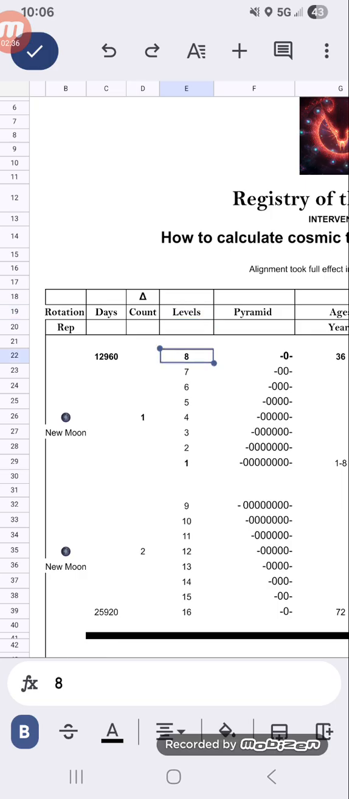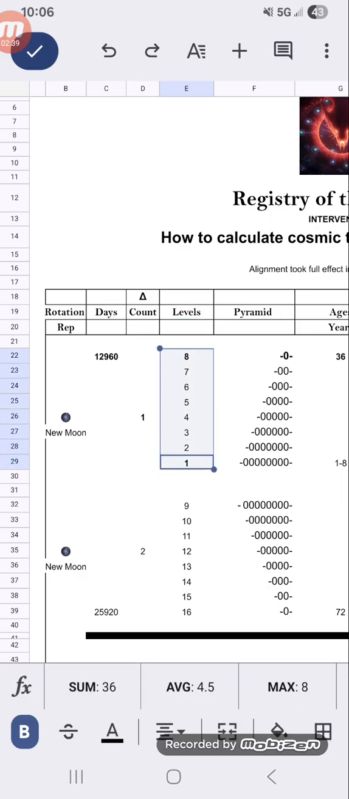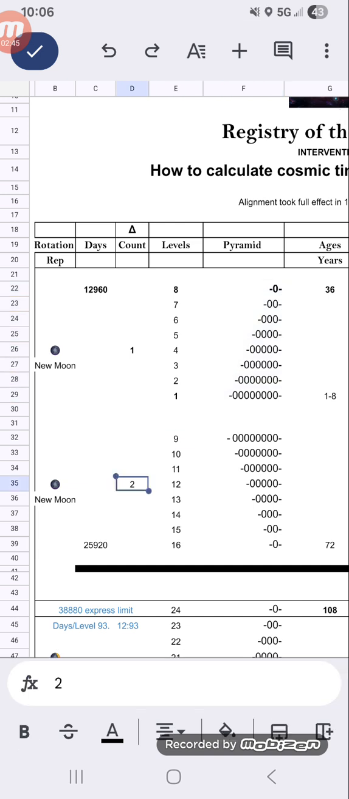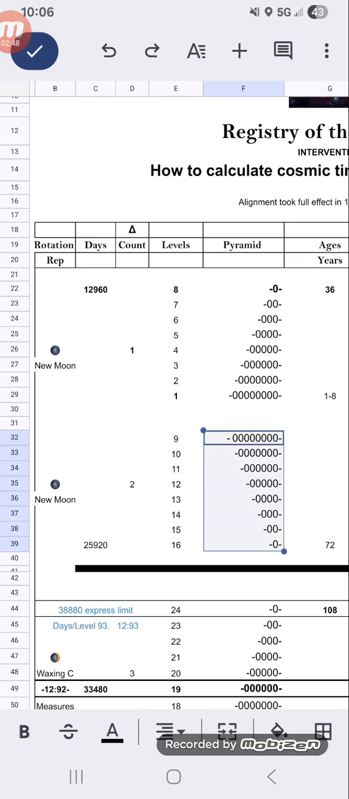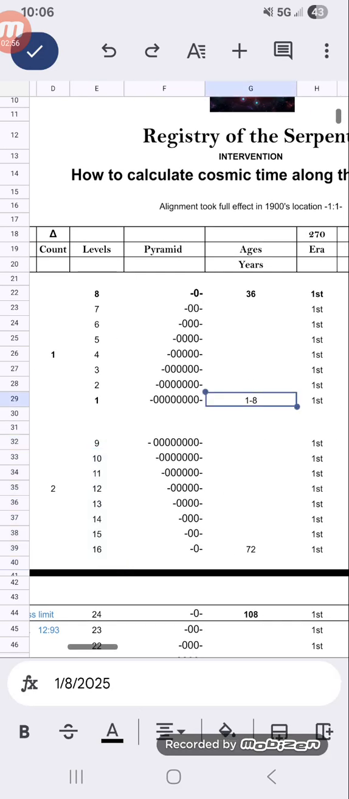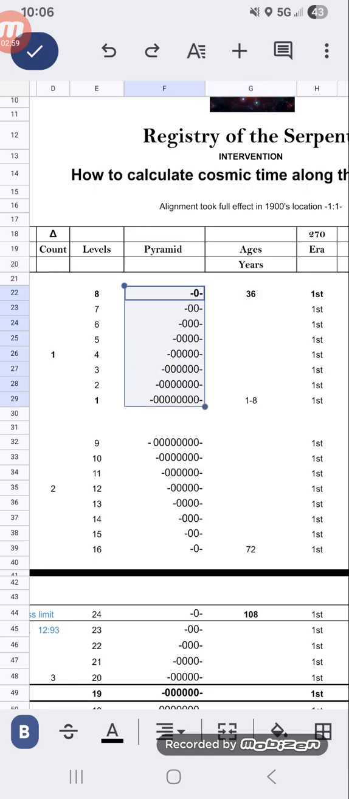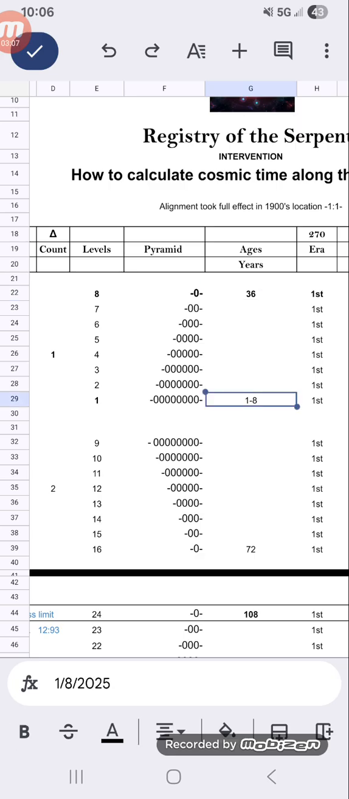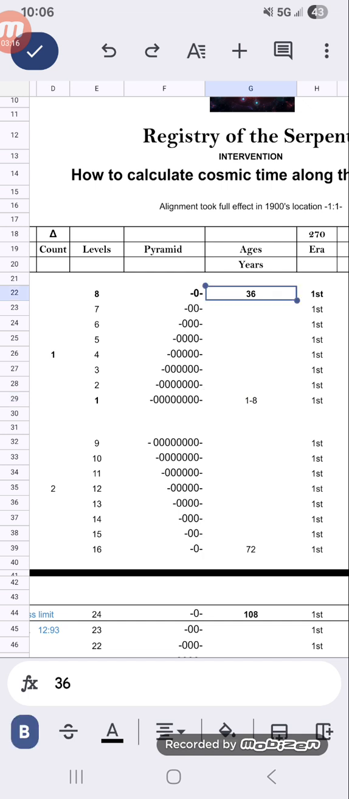So the levels here are explained. Each pyramid is 8 levels. This is for the first pyramid. The second count, which is the second pyramid, is 9 to 16, which is another 8 levels. Each pyramid has 36 numbers, meaning 36 years, or the age of 36. For this chart, I'm starting this for a year number 1, all the way up to the year of 36.